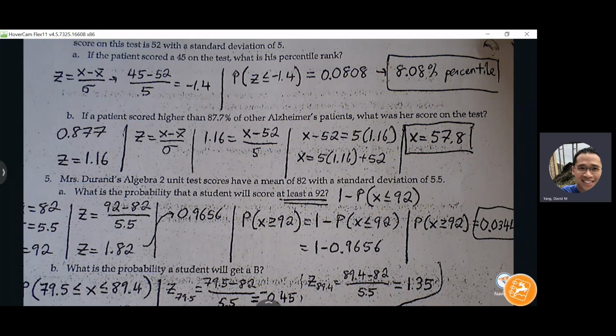And then here, probably a student will get a B, because we're going to the 10th. A 79.5 is actually considered a B, because it rounds to an 80. And 89.4 is considered a B, because it will round down with that decimal. So rather than between 80 and 89, if we're going to the 10th, it's actually 79.5 to 89.4.